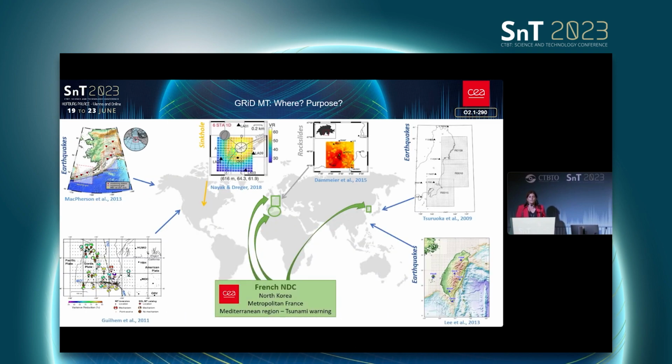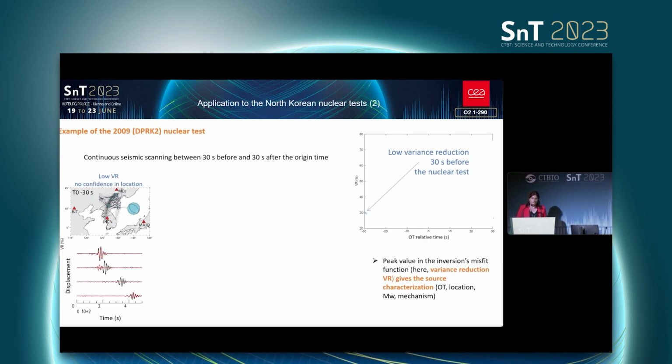It has been already used, tested, and implemented in different regions, mostly for earthquake monitoring in Japan, in Taiwan, in Northern California, in Alaska, so in very active tectonic regions. We also tested it in the Swiss mountains for the detection of rock slides using seismic waveform signals. And it was also used by Nayak and Draeger for detection and characterization of seismic events linked to a sinkhole formation in the US. So let's go back.